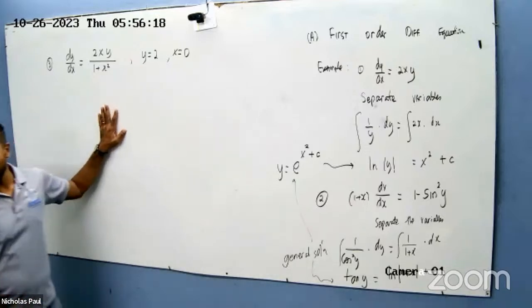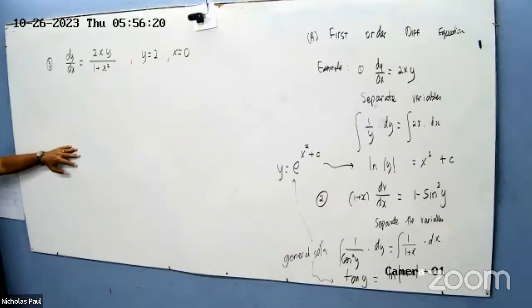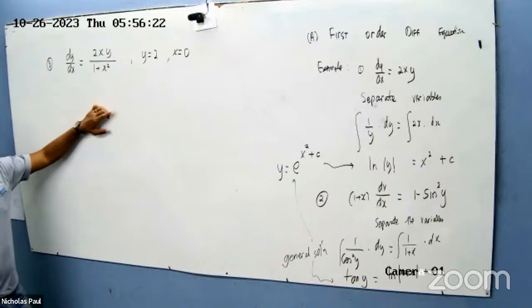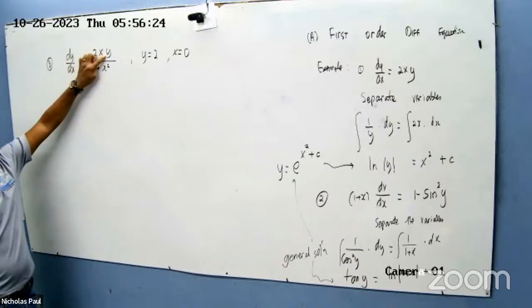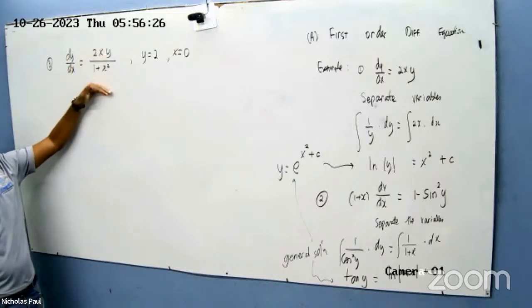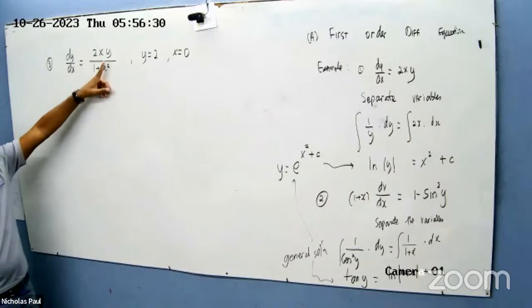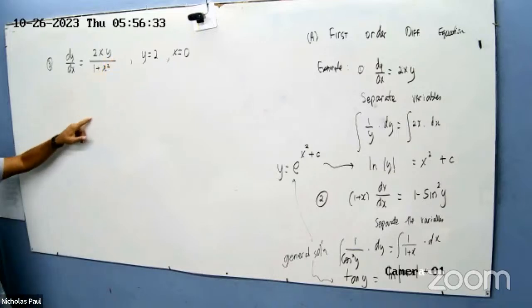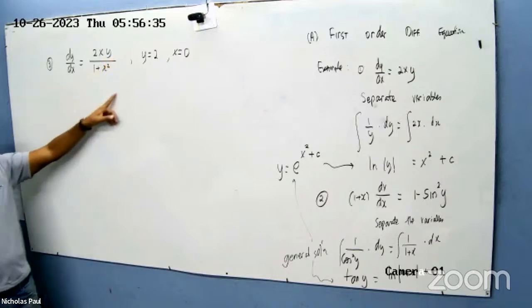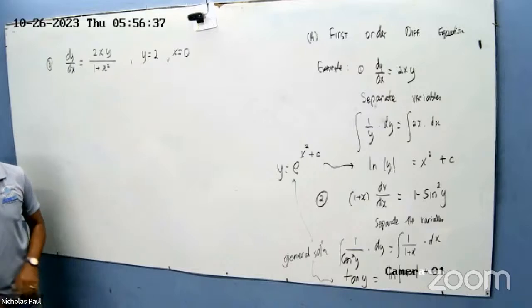Right, so we had to separate the variables. It's of the form f of x by g of y, so we separate the variables and work it out. What do you do with the y? Bring the y on this side and bring the x on this side, and then integrate.